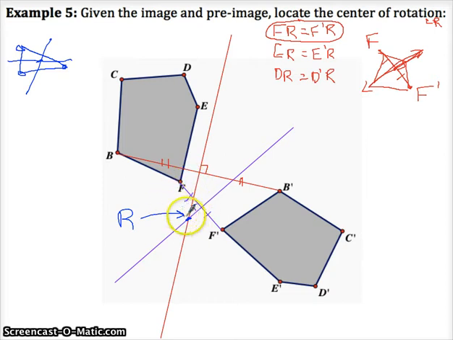Okay, so now if you erased all this other junk and just looked at this picture again and looked at that point, does it make sense that F could rotate around there and go to F prime? And that E could rotate around there and make E prime? Is ER the same as E prime R? It looks like it is. BR, B prime R, sure. DR, D prime R, yeah, they look the same. CR, C prime R, yeah.